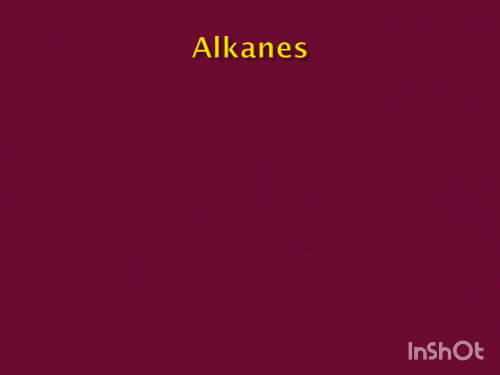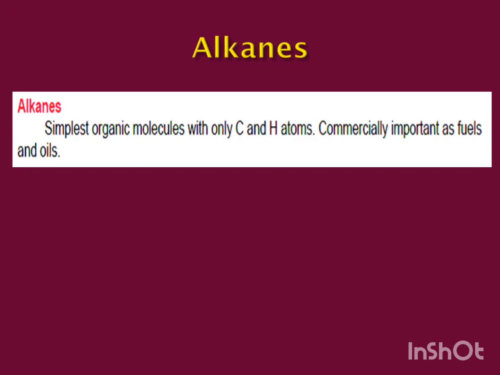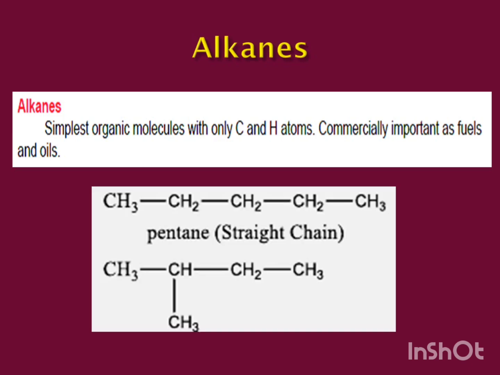Students, before starting IUPAC rules for naming alkanes, let us see the definition of alkanes. They are the simplest organic molecules with only carbon and hydrogen atoms, commercially important as fuels and oils. For example, pentane and isopentane are examples of simple alkanes.